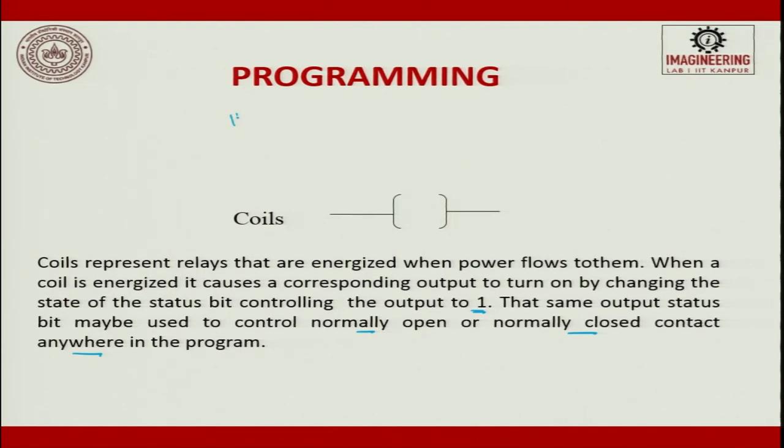So, you can have normally closed and normally open, and then this can in turn be attached to a coil. Coils represent relays that are energized when power flows to them. So, if you change the status, this can be closed. When a coil is energized, it causes a corresponding output to turn on by changing the status bit controlling the output to on.